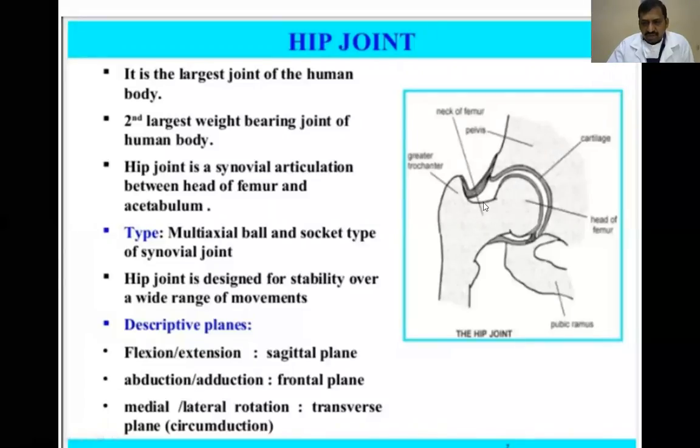This is the head of the femur. This is the neck of the femur. This total is the upper end of the femur. You know already. Here you see, this is the acetabulum. This is the acetabulum, that is in the hip bone.